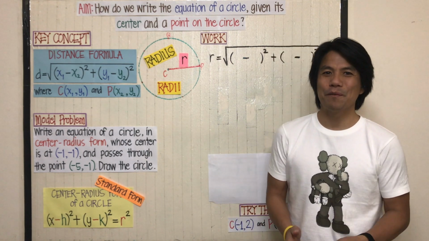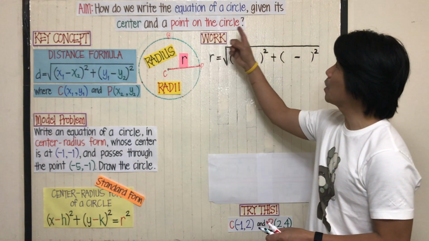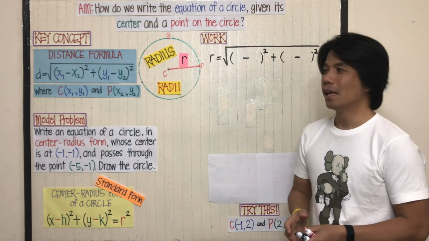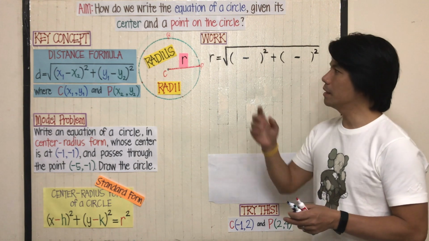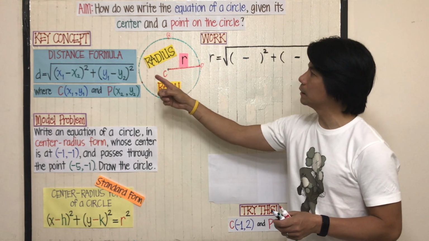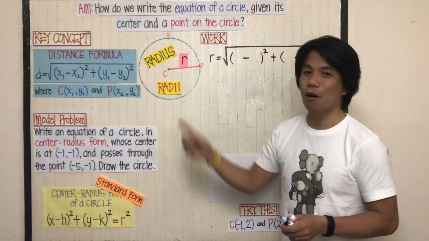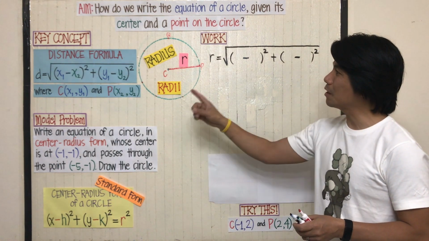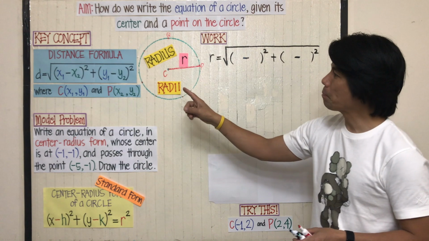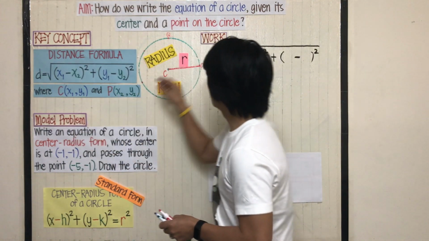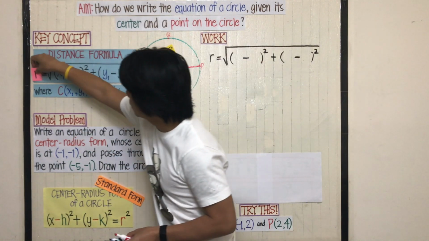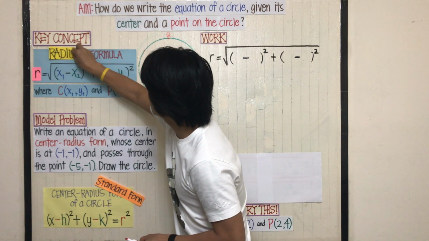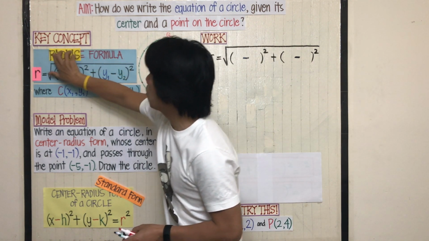M. Today we're going to learn how to write the equation of a circle given its center and a point on the circle. So I presume that you already know the key concept, which is the distance formula from previous lessons. Alright, but this time we are going to use that formula. Instead of D, we're going to use R, which stands for radius. So instead of distance, that's radius formula.